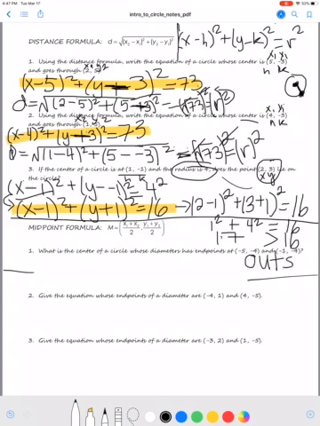So if I were to sketch this graph, point 2, 3 should not be on the circle, it should not be inside, it should be outside the circle. This has a lot going on.